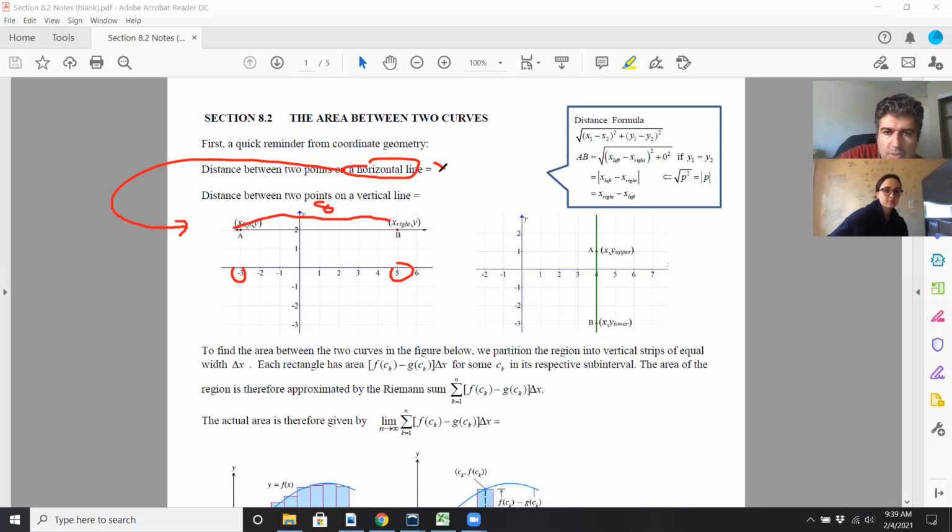Or just think about x right minus x left. X right minus x left. Or actually, let me just write that out so it's not confusing. So x right minus x left. Okay.